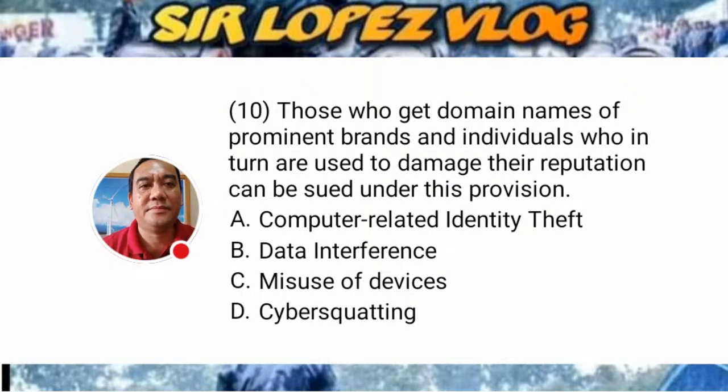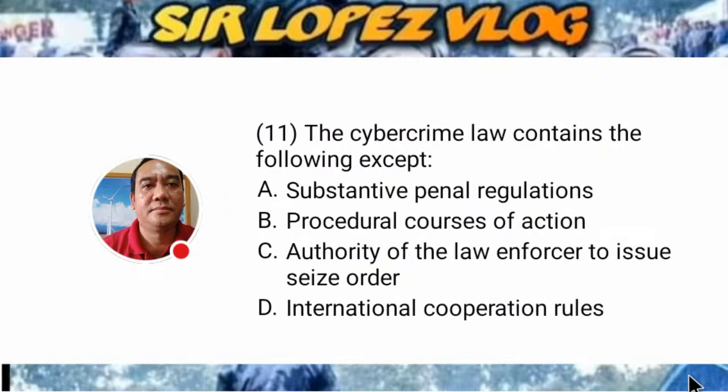Number 11, the cybercrime law contains the following except A, substantive penal regulations. Letter B, procedural courses of action. Letter C, authority of the law enforcer to issue cease order. Or letter D, international cooperation rules.